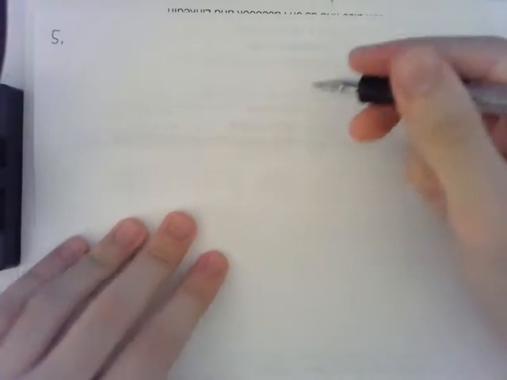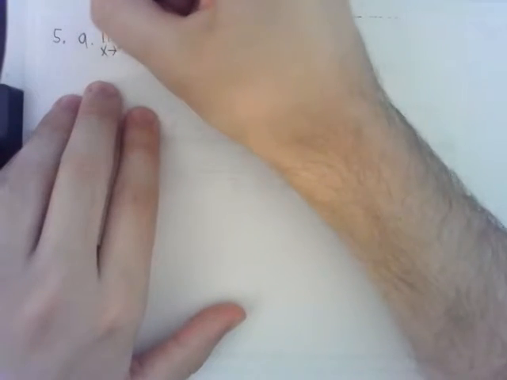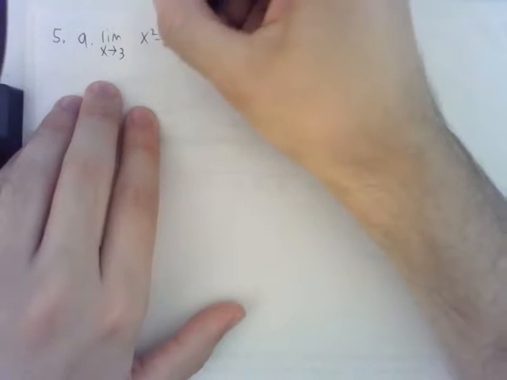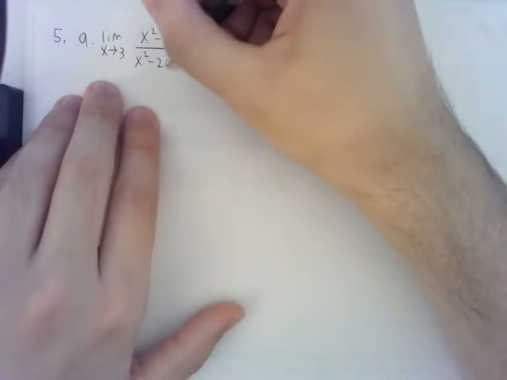Okay, so I'd like to take a look at problem 5 from the first exam. This problem has us computing 3 different limits. The first limit is the limit as x approaches 3 of x squared minus 9 divided by x squared minus 2x minus 3.